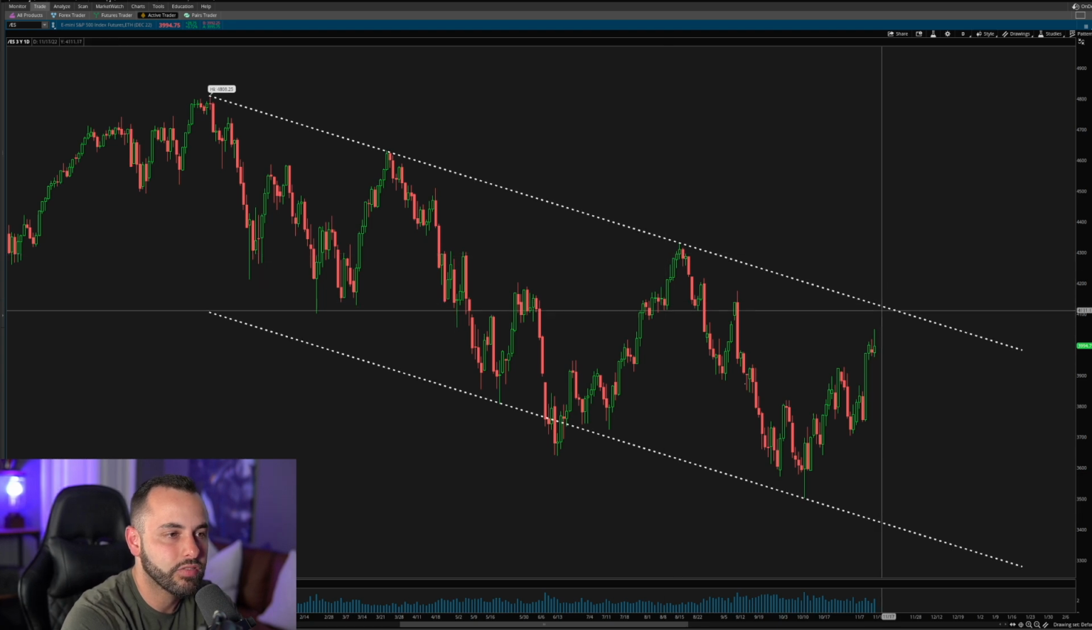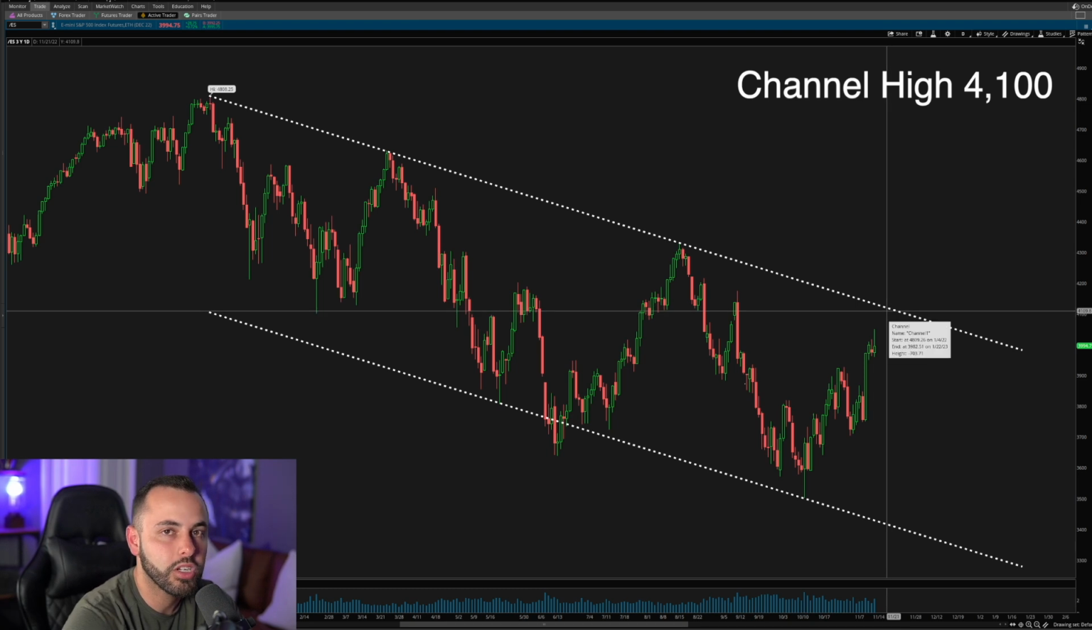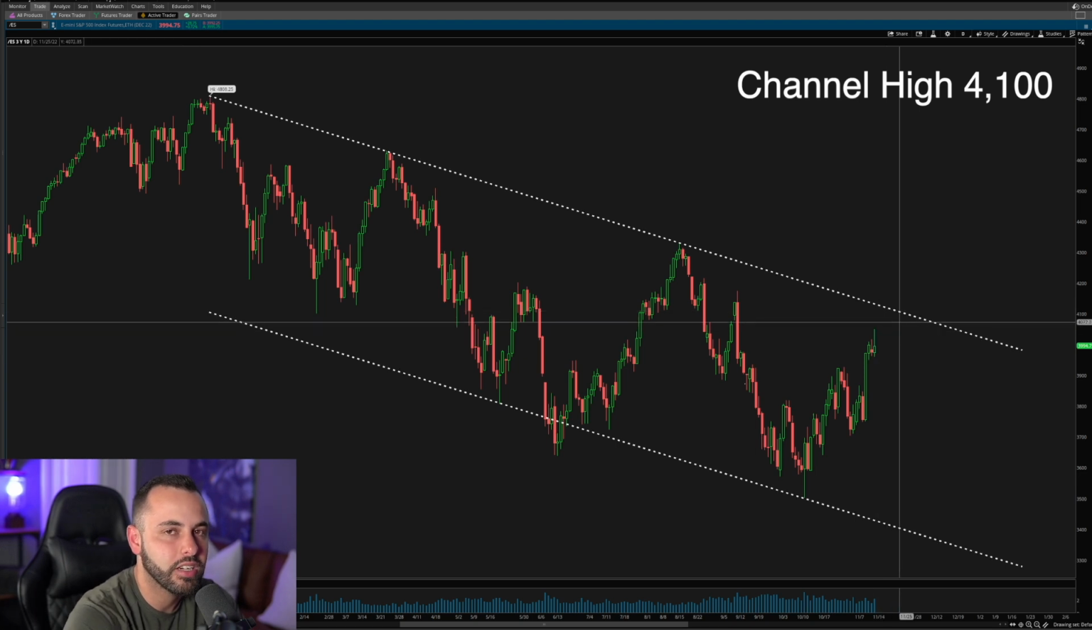So that is definitely the first thing that I'm watching. The top of this channel would come in right around 4,100 on the ES. So 4,100 is the channel high right there roughly. It depends on how quickly we get there, but 4,100 is just about where the top of that channel is on the S&P 500 futures, and that is the first thing that I want to go ahead and point out in this analysis.